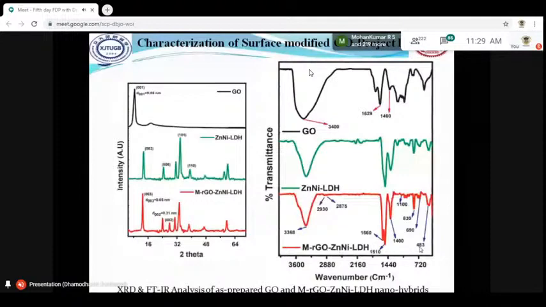Even the FTIR also shows 483 and 690, which are related to metal ion peaks, and also 2930 and 2875, which are related to the CH bond, and 1560 and 1050, those are related to carbon peaks.